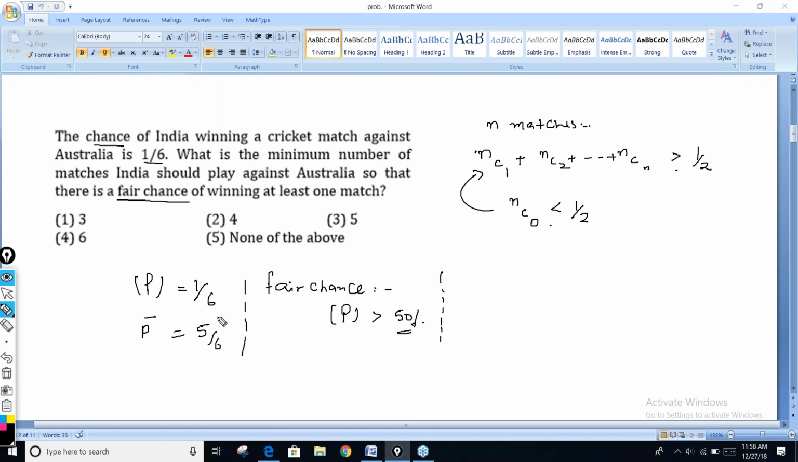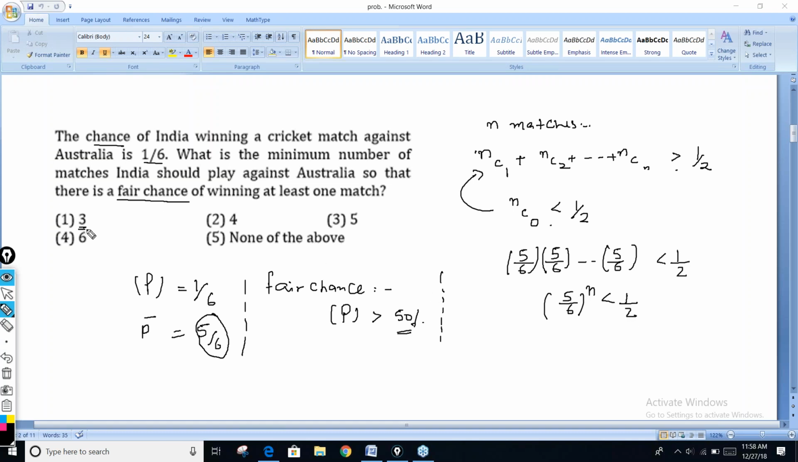So India does not win a match. Not winning a match, the probability is 5 by 6. So 5 by 6 for not winning the first match, 5 by 6 for not winning the second match, 5 by 6 for not winning the third match, 5 by 6 for not winning any of the matches. And that probability should be less than half. So the question says (5/6)^n should be less than half. That is the question actually.